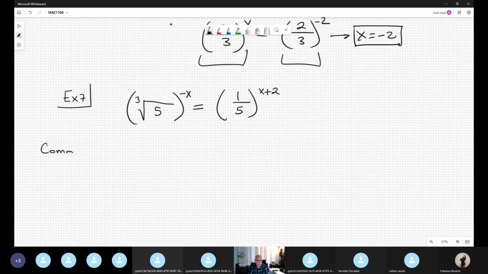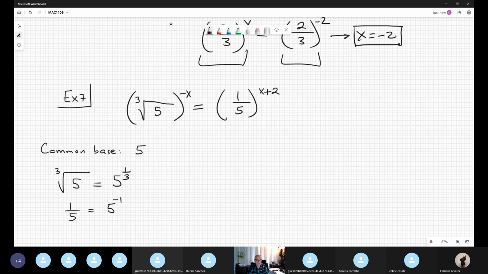In your opinion, what is the common base? No idea? Total loss? Five. 5. Es obvio que 5. The common base is 5 because the cubic root of 5 is 5 raised to the 1/3. Okay, I need to do the conversion between radical notation to fractional exponent. And 1/5 is the reciprocal, 5 to the minus 1. Makes sense?